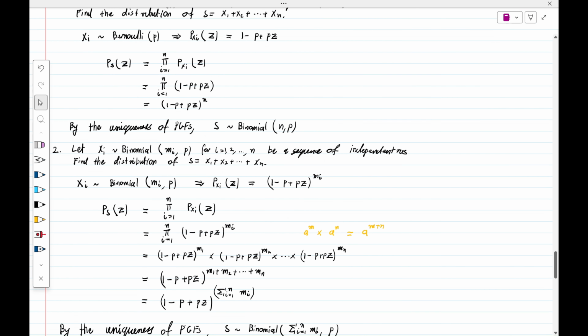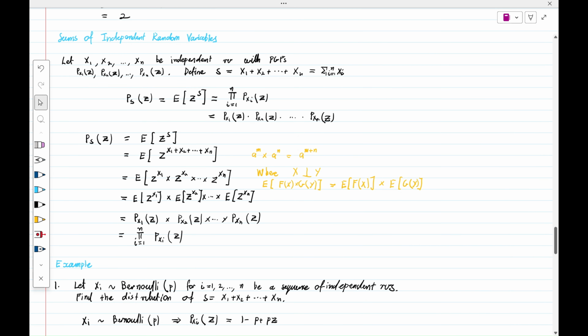So to recap, what we've discussed today is that the probability generating function of a sum of random variables, in particular independent random variables, is equal to the product of their respective PGFs. This allows us to use the uniqueness of probability generating functions to determine the distribution of the sum.